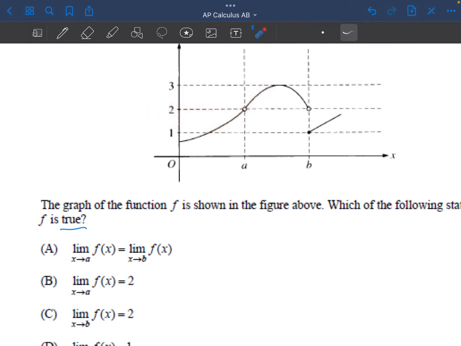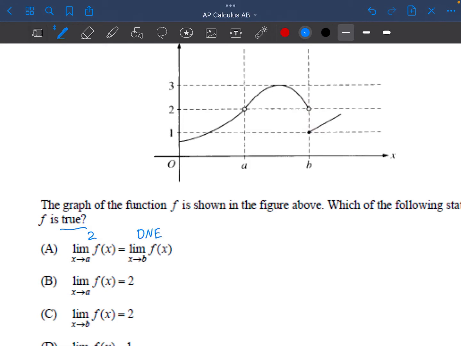So the height was 2. So I can say that the limit of f of x as x approaches a from both sides is 2. What about for b? So for b from both sides, as I approach this coordinate b from the left, I seem to be approaching a height of 2. And when I approach it from the right, I seem to be approaching a height of 1, which don't match. These are different heights. Whenever they don't match, the answer is does not exist, D and E.